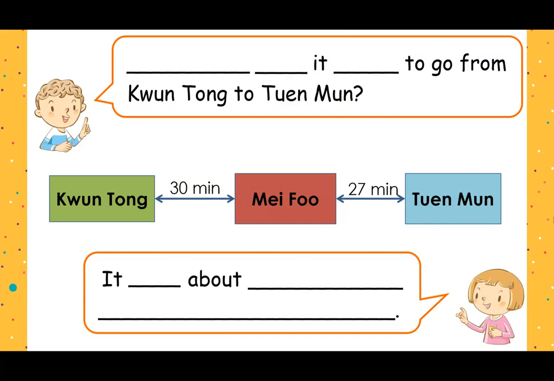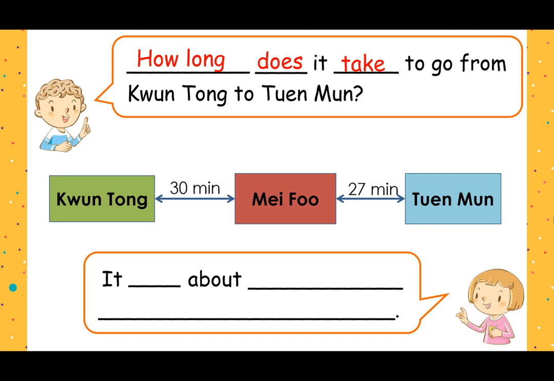For this question, we need to do some calculation. We need to work out the total amount of time we need to travel around these places. Let's work out the question together. Again, we start with the question word, how long? And then the verb, does it take? How long does it take to go from Kwun Tong to Tuen Mun?